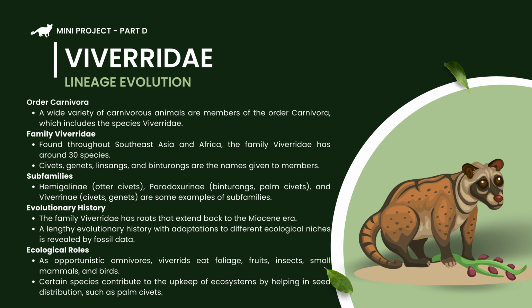The family Viverridae has roots that extend back to the Miocene era. As opportunistic omnivores, viverrids eat foliage, fruits, insects, small mammals, and birds. Certain species contribute to the upkeep of ecosystems by helping in seed distribution, such as the palm civet.